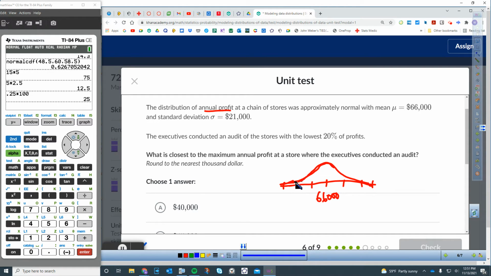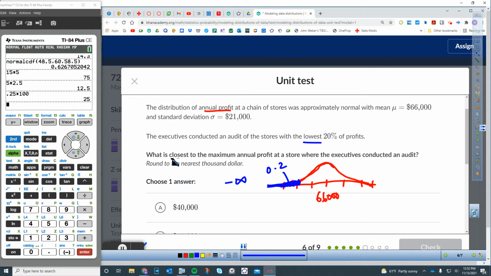20% is about, I don't know where, but let's say this area. You mark it out because it's the lowest. Up here is the highest 20%. So here, change the percent to decimal, which is 0.2. So the area under the curve, going all the way to negative infinity, is 0.2. This is how I would shade it, on this side of the density curve.